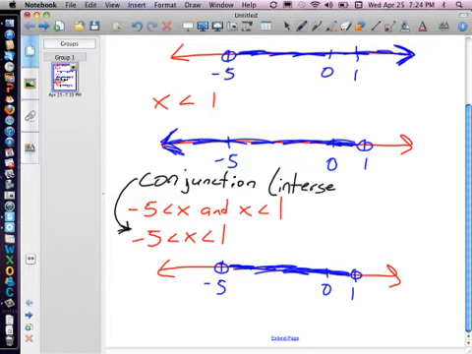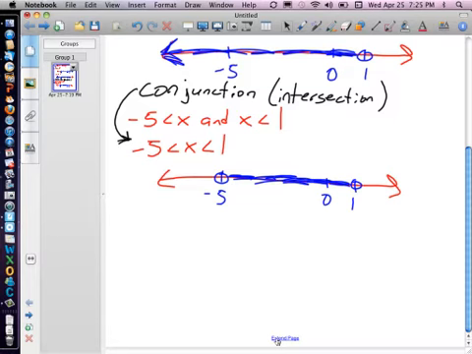Conjunction or an intersection. And so notice the part of the graph down here that would intersect. So the top graph had everything to the right of negative 5. The bottom graph had everything to the left of positive 1. And the third graph, the last one here, is the intersection of those two. So everything that's greater than negative 5 to the right and also less than 1 to the left. And it's the intersection of what those two graphs were doing.